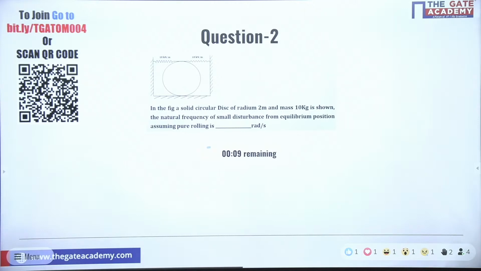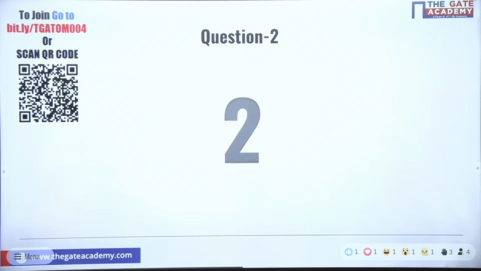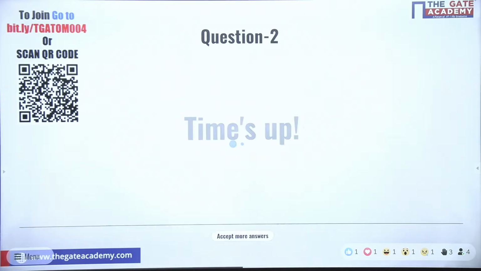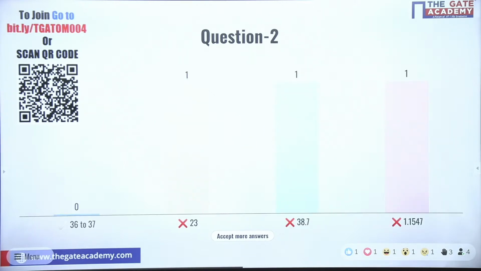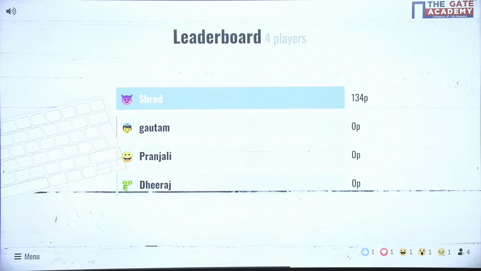Give it an oscillation. Take up the forces due to the springs. And then follow the same procedure, apply D'Alembert's principle, and you will be fine. So I see that none of you have given the correct answer. Chalo, coming to the third question.